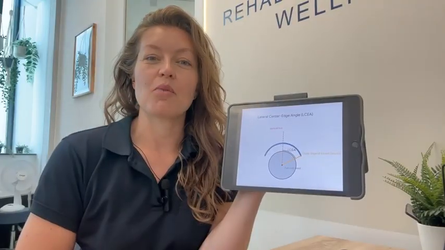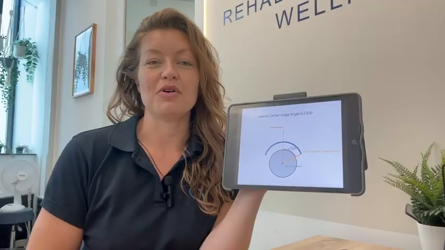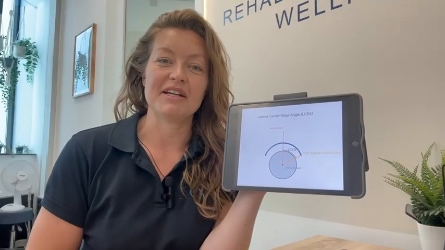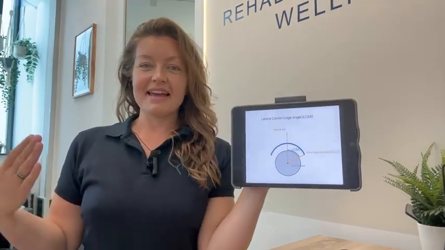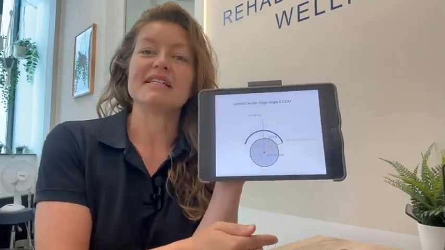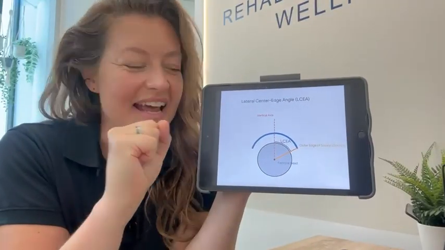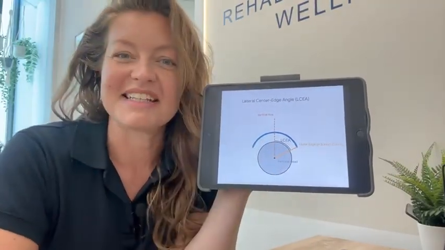This one is going to be taken from what we call an AP view. Now, the AP view on an X-ray stands for anterior posterior. So you'll be standing square on, like I am here, taking a picture from front to back. So with that angle, we'll get a little bit closer here. This circle here is determining the head, and this blue line here is depicting the socket in terms of the coverage.